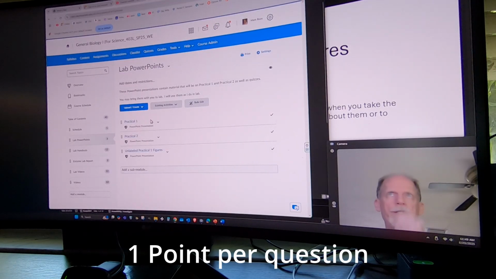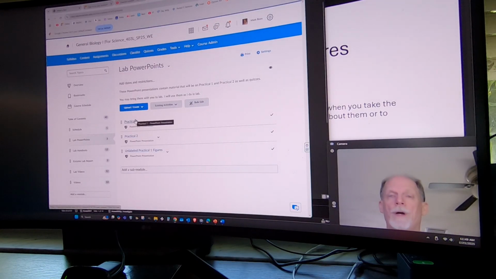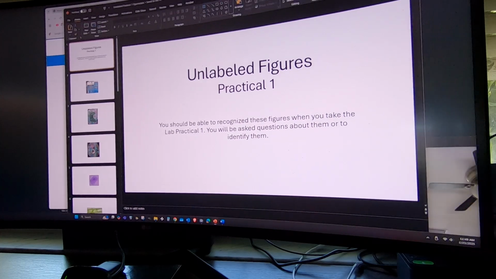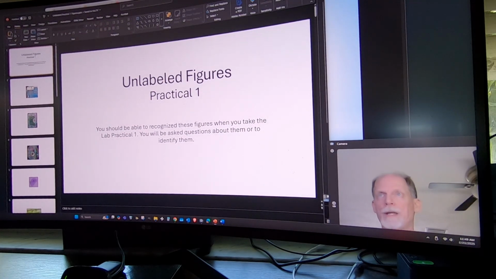So this would be what you'd see in the content section. There's a PowerPoint for practical 1, and there's a PowerPoint for practical 2. I added this this semester. It's called unlabeled practical figures, which just means they are the images from the PowerPoint I just showed you for practical 1.